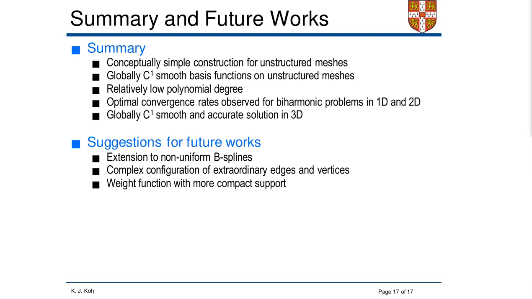Also, we suggest to look into more complex configurations of extraordinary edges and vertices. For example, we have seen the lines and joints, and the question is, what if all these sophisticated configurations come into close proximity, that is, they come very close to each other? That leads to the third suggestion, which is that if we manage to define more complex weight functions, then that means we can deal with more complex configurations, especially for hex meshes.